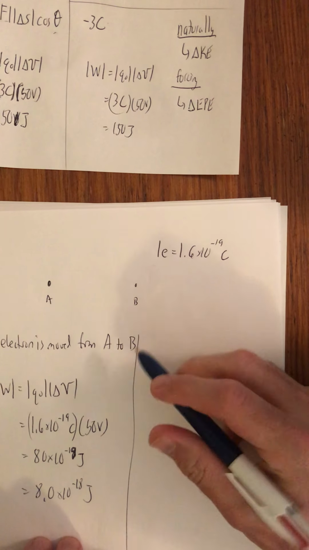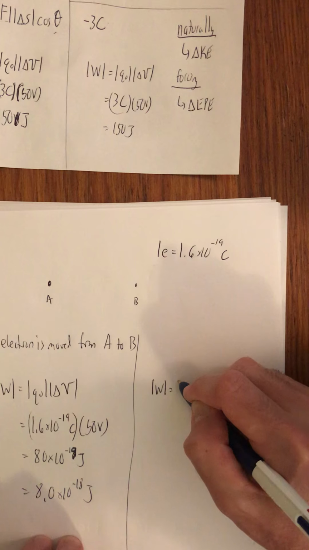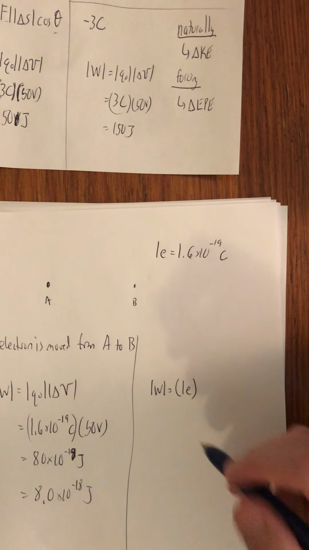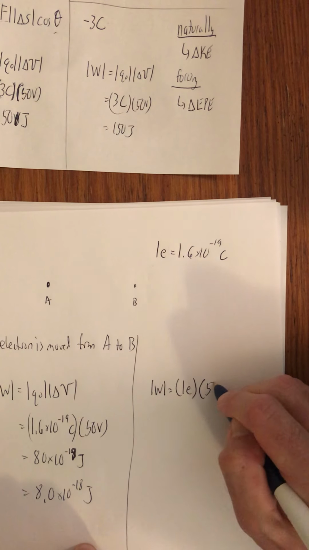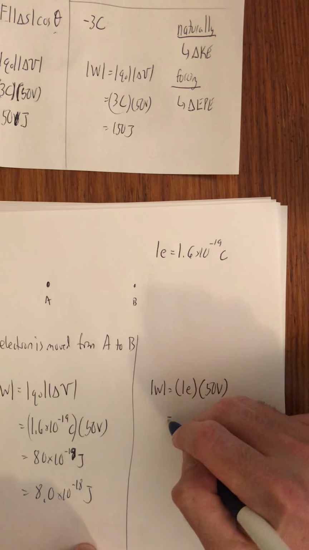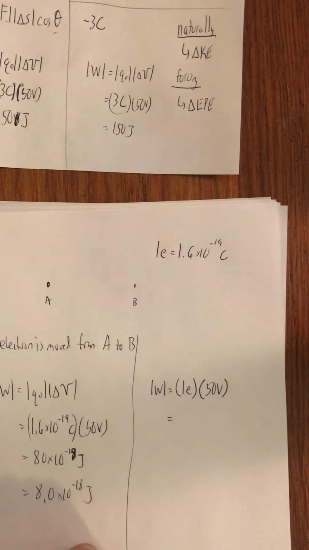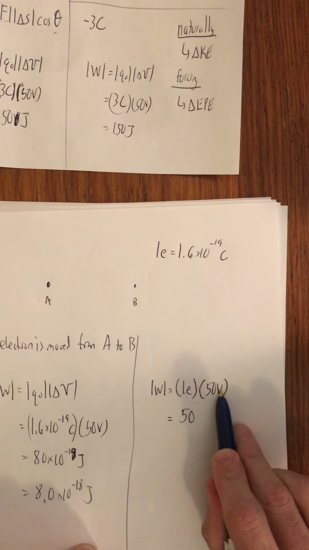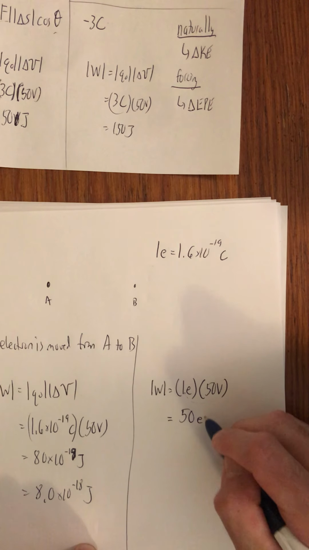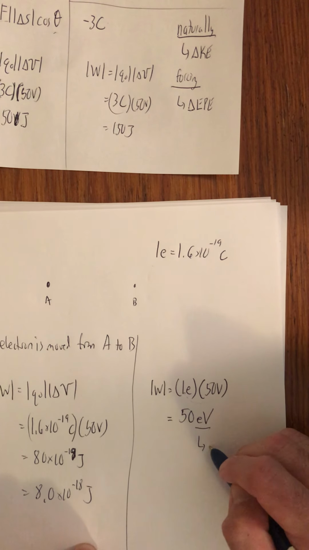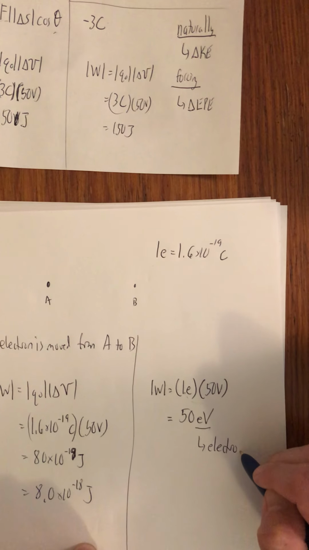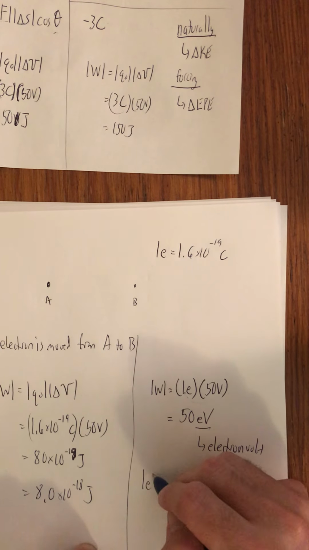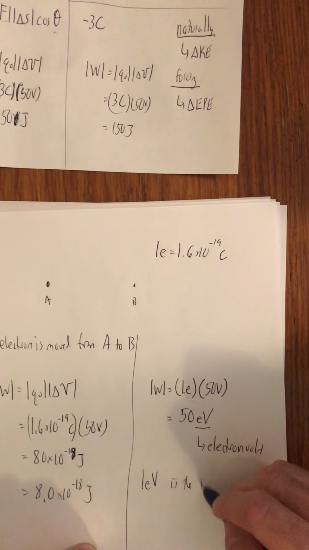If I have one electron, that is going to be a charge of 1e, and negative 1e, but remember we're plugging in magnitudes, and we're moving that through a 50 volt potential difference. And so what we're going to do is create a new unit of energy. Here we're going to have 50, and then what's called an eV, and I know you've seen this before, an electron volt.